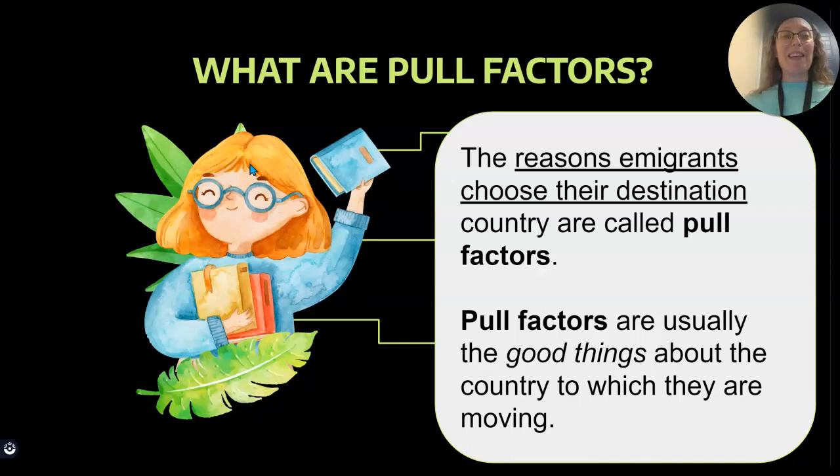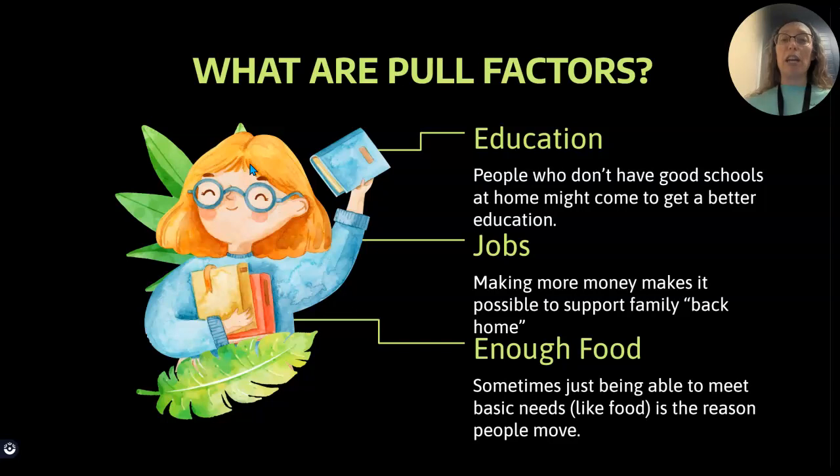Before we can get started with this, we need to review what are pull factors. The reasons that immigrants choose their destination country are called pull factors. It's what draws them in. This is usually about the good things in the country to which they are moving. Some examples would be education. They want to go to better schools.